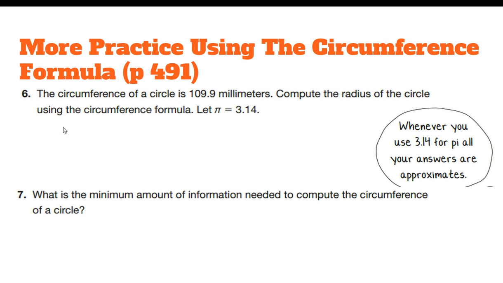All right, number 6. The circumference of a circle is 109.9 millimeters. Compute the radius of the circle using the circumference formula. Let pi equal 3.14. We're going to use the circumference formula that has the radius in it. I will let you do it on your own first, see what you come up with, and then Ms. Ryder will press play to see the answer.